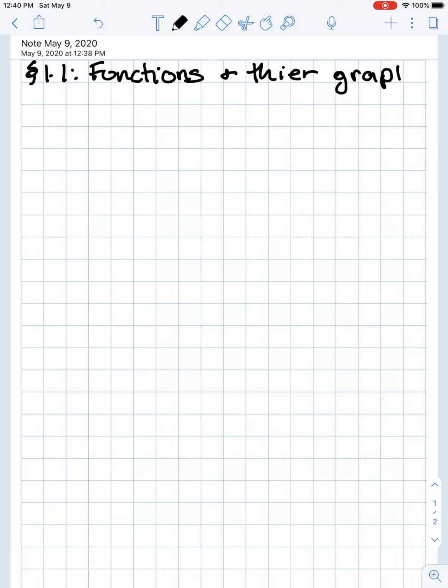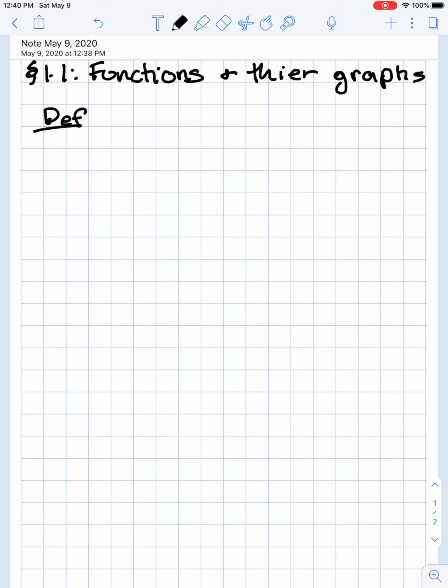All right, welcome to the first lecture of the semester. Today we're going to go over section 1.1, and that's all about functions and their graphs. So hopefully this is going to be review. If not, no worries. So first, what is a function?